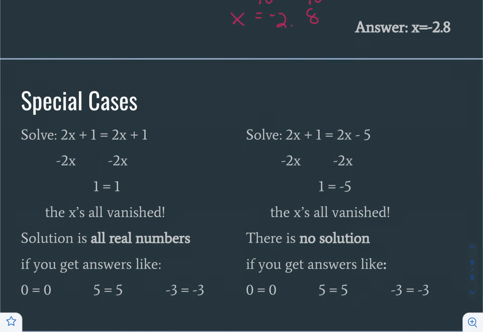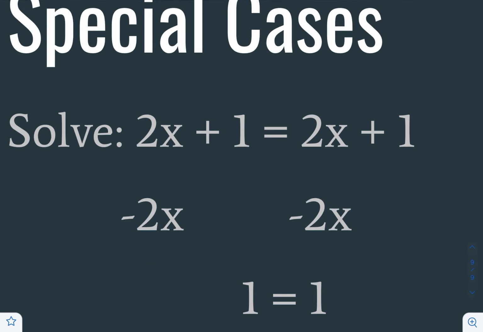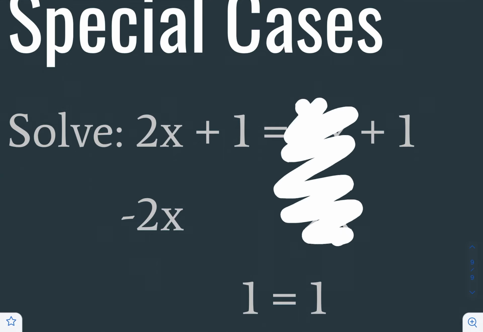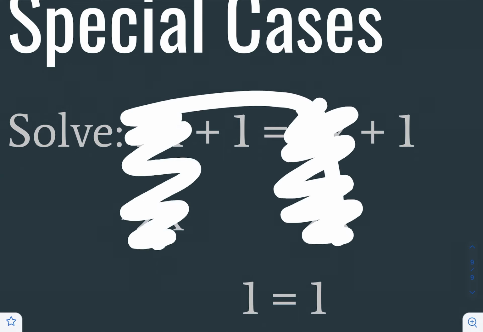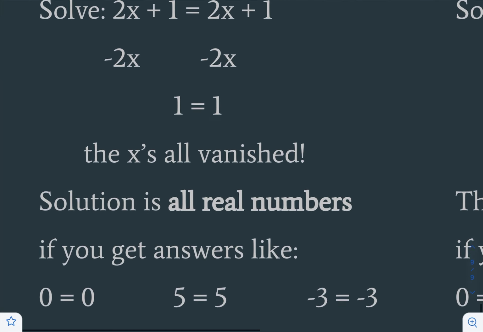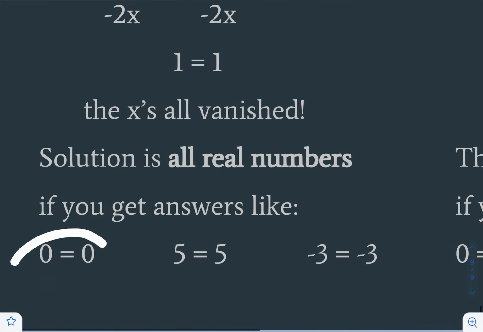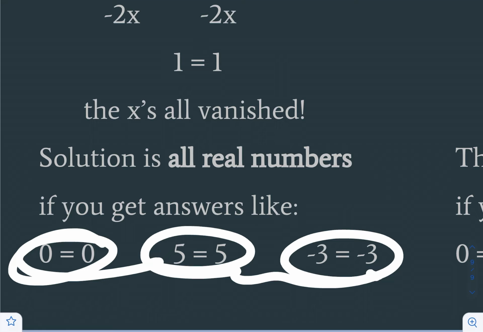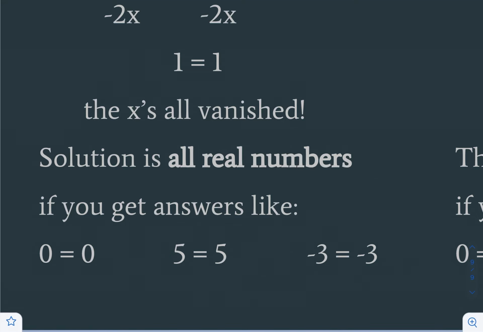So there are some special cases in which the answer you get is not actually a number, it's a different kind of solution. So if we try to solve this problem right here, 2x plus 1 equals 2x plus 1. We subtract 2x from both sides, but when we do that, we're going to get rid of 2x altogether. So 2x won't be there on either side. So we're going to have 1 equals 1. When we get answers like that, the solution is actually all real numbers. So if the two answers that you get are the exact same number, the solution is all real numbers.